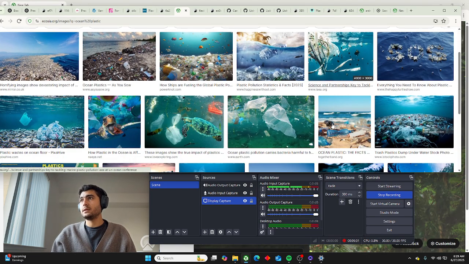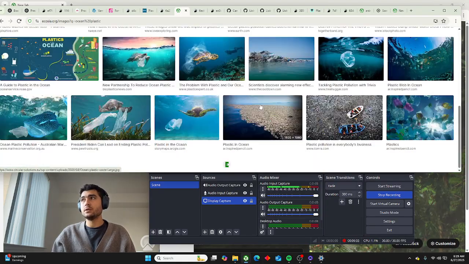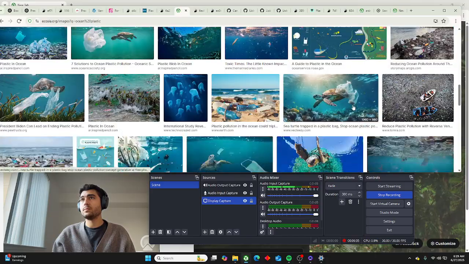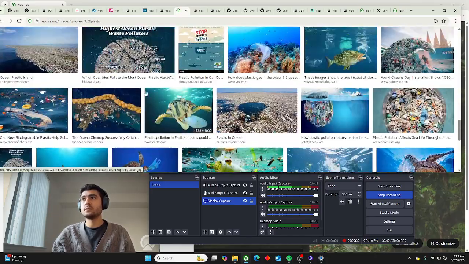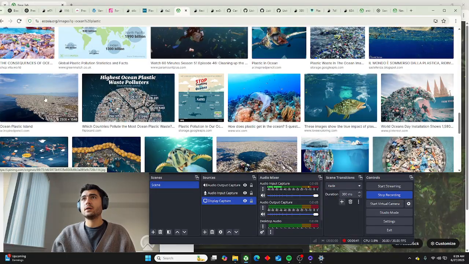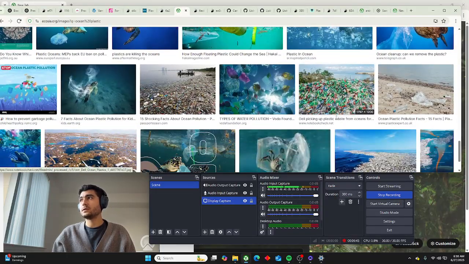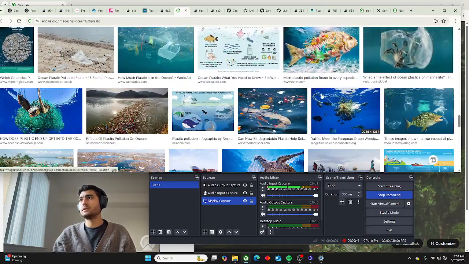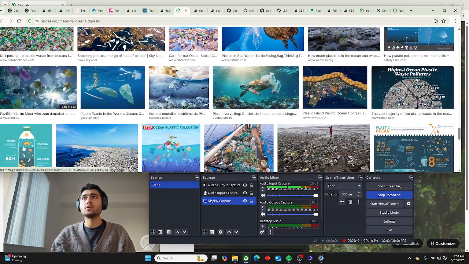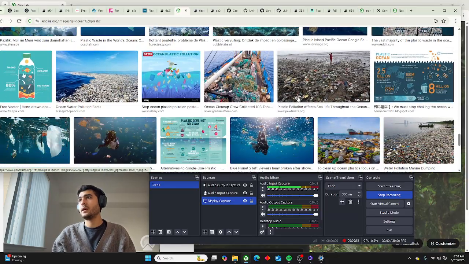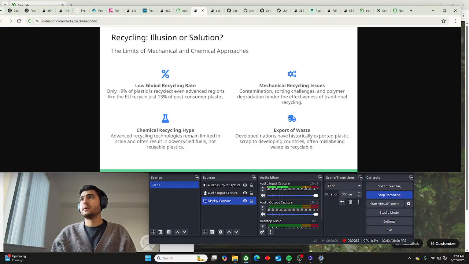So you can see how our oceans look from these pictures. I think it looks devastating for us, for the ocean, for the fish, for the animals, like everything. About recycling, okay.